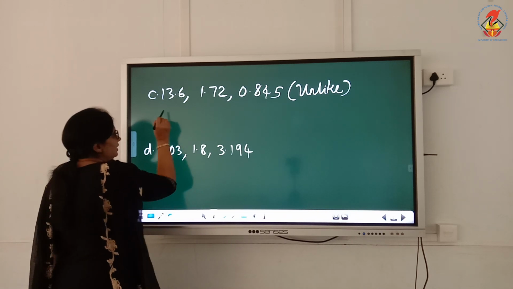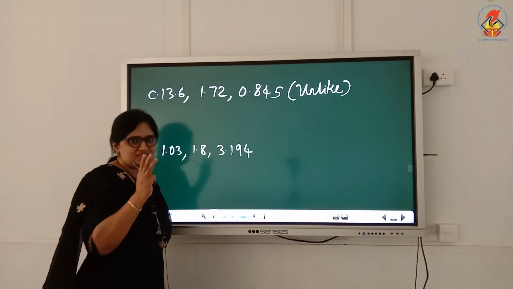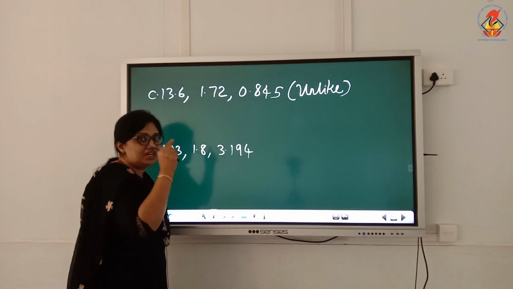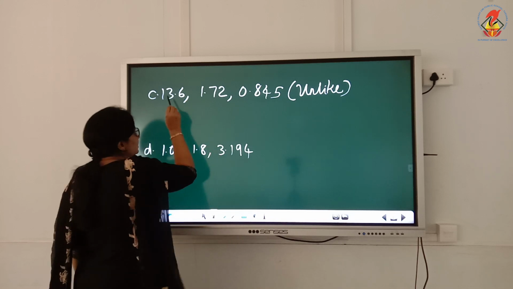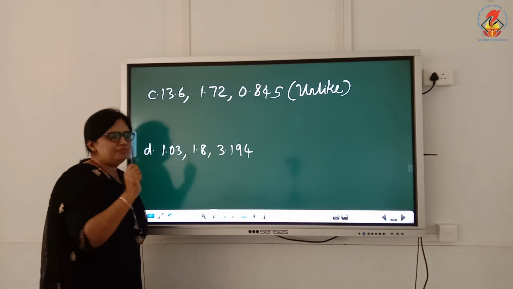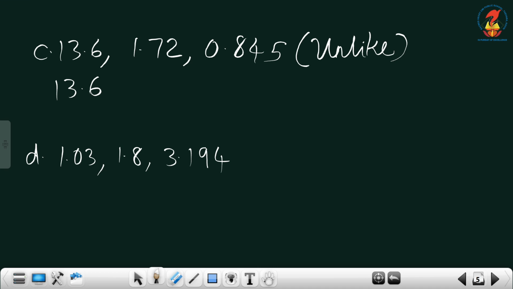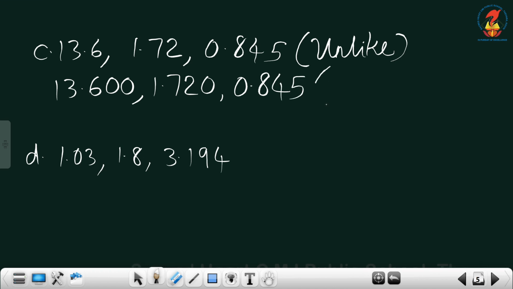How? Which one is bigger here? 3 decimal places. Okay, so I need to make all the decimal numbers into 3 decimal places. First I need to convert this one, 13.6. How can I make it into 3 decimal places? 13.600. After that 1.720. After that 0.845. Then I got like decimals, right? Okay, is it clear, children?